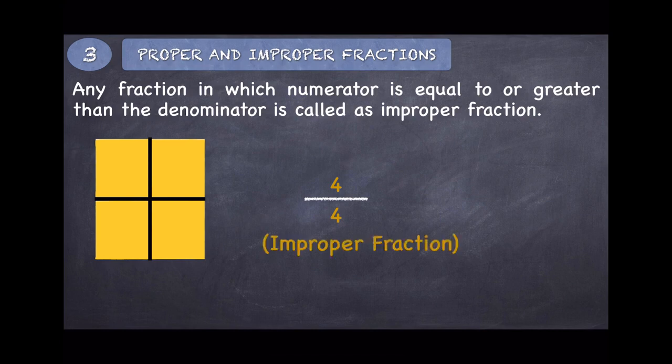But what is the value of this improper fraction? Yes, it would be equal to 1 because we are getting back the full sheet of paper when we shade all the 4 parts.